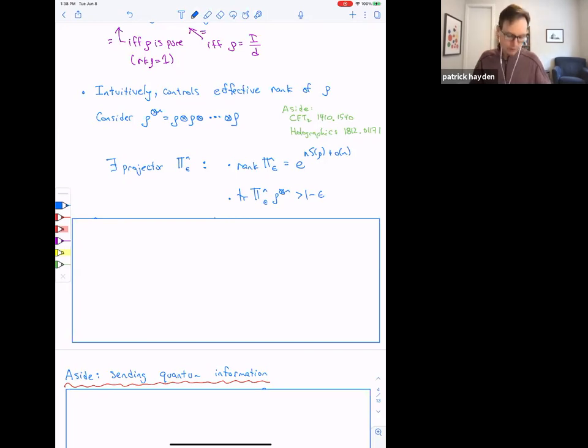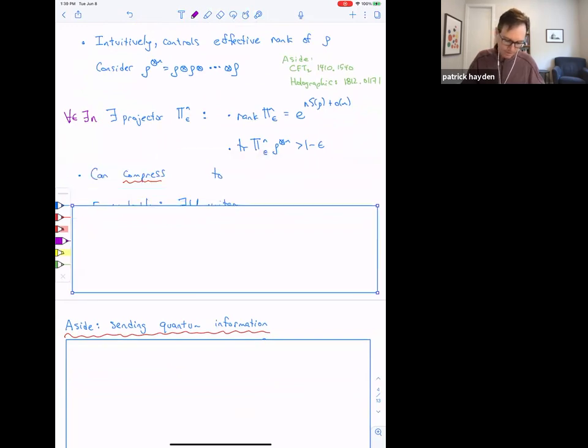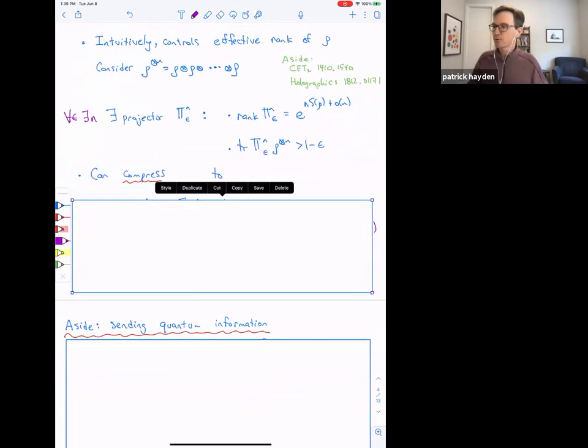Now, to make this a bit more precise, we should introduce a few more quantifiers. We should say that for all epsilon, there exists an n sufficiently large. So if you take enough copies, there exists this projector that we're talking about. So roughly speaking, in some kind of thermodynamic limit, there really does exist this subspace that is exponentially smaller generally than the ambient Hilbert space that contains the quantum state that we're interested in. And so we'd say we can compress.